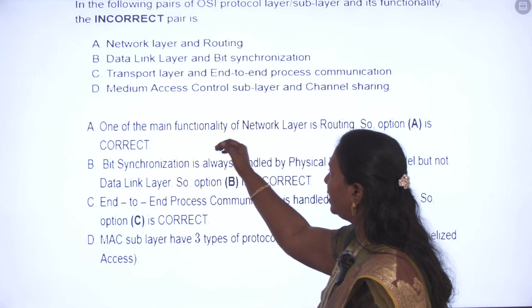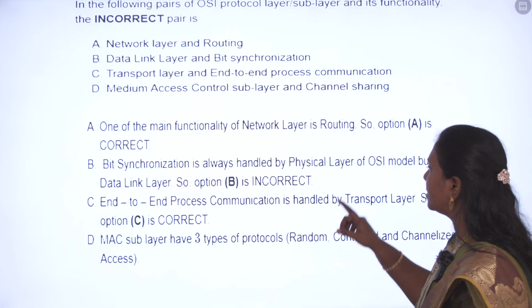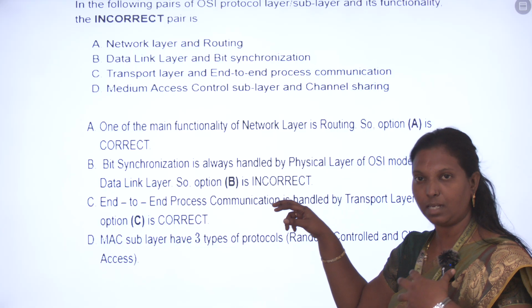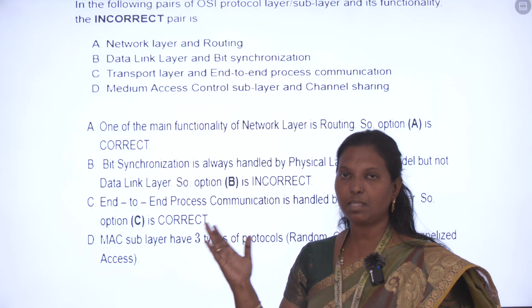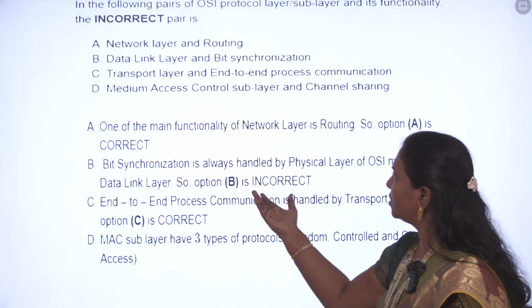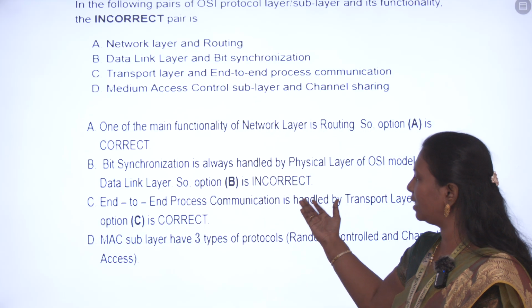The second is about the data link layer and bit synchronization. Bit synchronization, you know, is handled by the physical layer. That's why the OSI model will reject bit synchronization in the data link layer. So there is no match between the data link layer and bit synchronization. So obviously it is the incorrect pair.